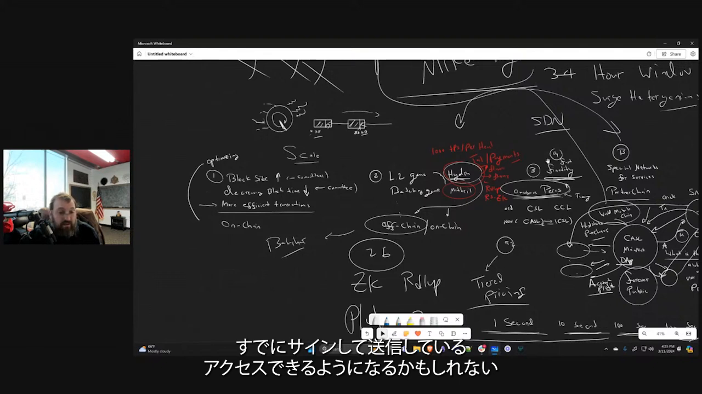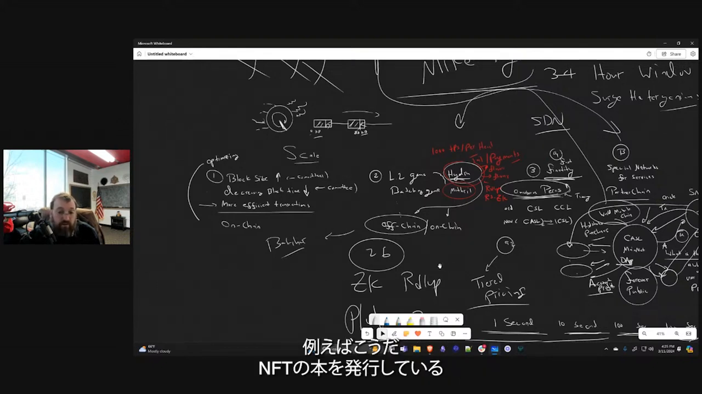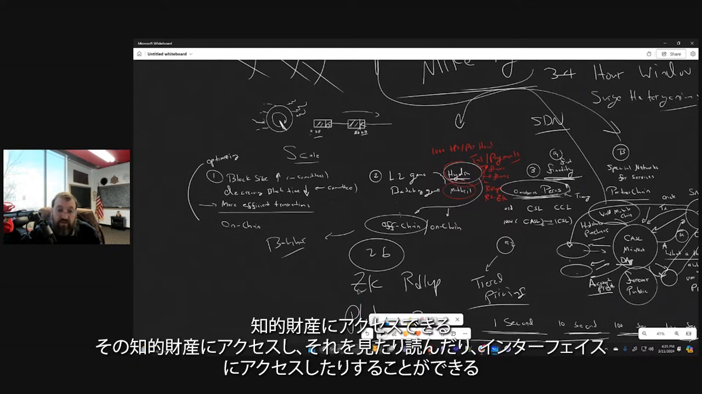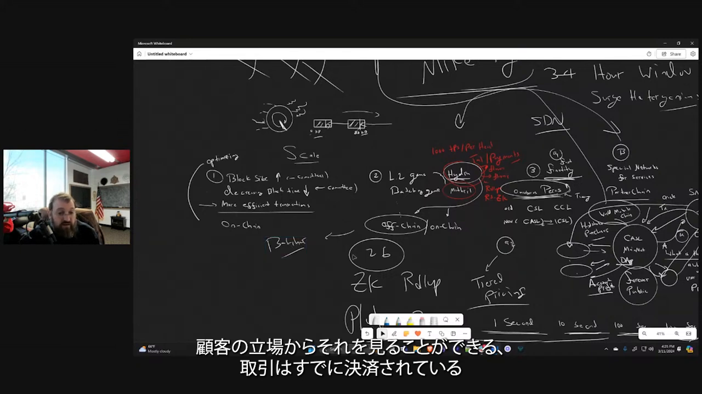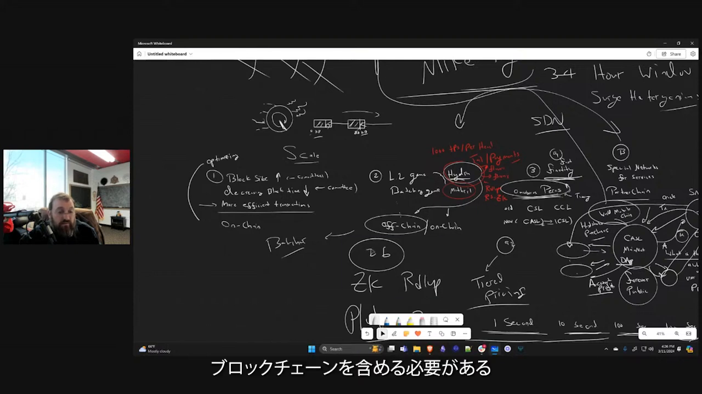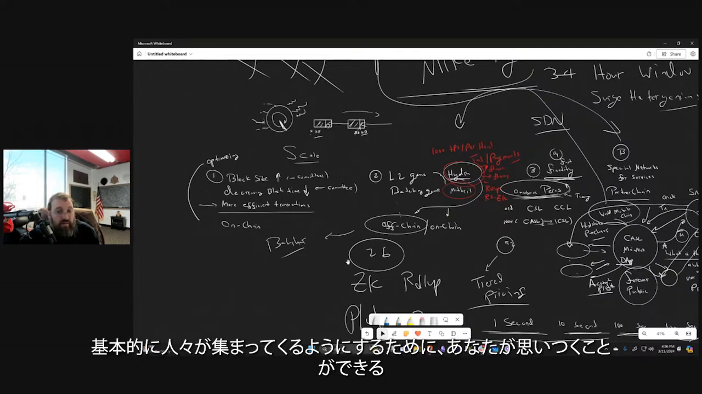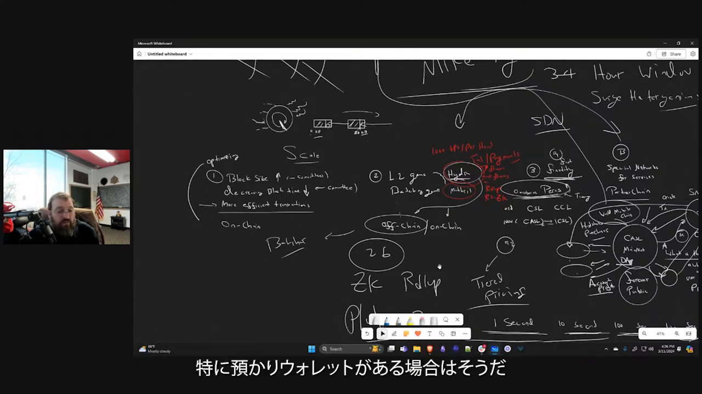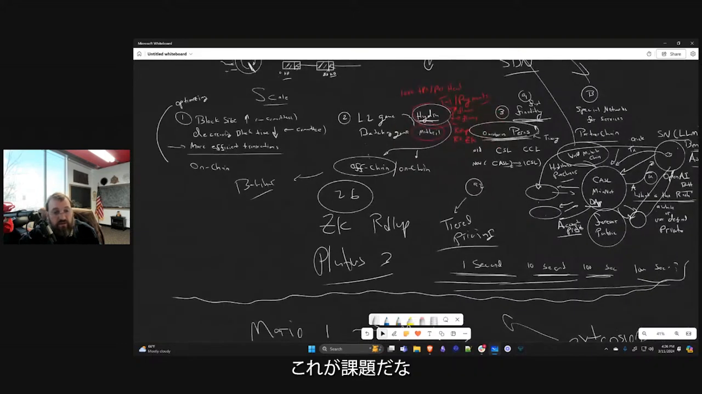And maybe they get access. Like, for example, you're issuing NFT books. So as long as it's in the batcher, they get access to the intellectual property and they can see it, read it, interface with it. From the customer's perspective, the transaction's already settled, but the off-chain transaction hasn't quite settled yet. It needs to be included in the blockchain. But the funds have been sent. There's all kinds of things that you can come up with that basically allow people to come around, especially if you have custodial wallets or these types of things. So this is the challenge.